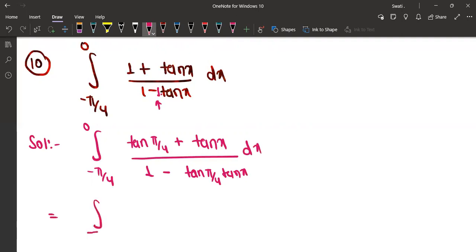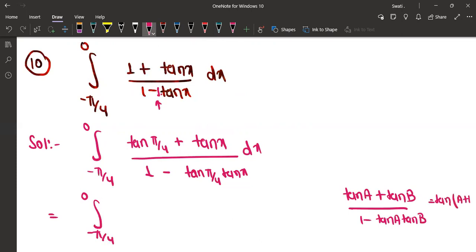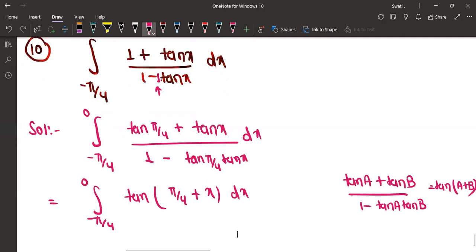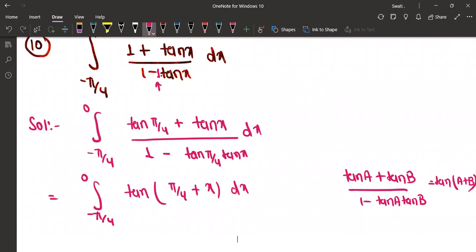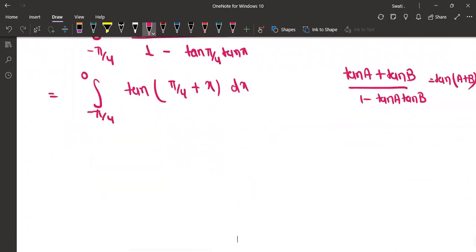Now, here I'm going to use the formula, and the formula is tan A plus tan B upon 1 minus tan A tan B. This is nothing but tan of A plus B. So using this formula, it will become tan of A, which is pi by 4, plus B, which is x dx. Now, we can just write this as integration from minus pi by 4 to 0 of tan of pi by 4 plus x, right?